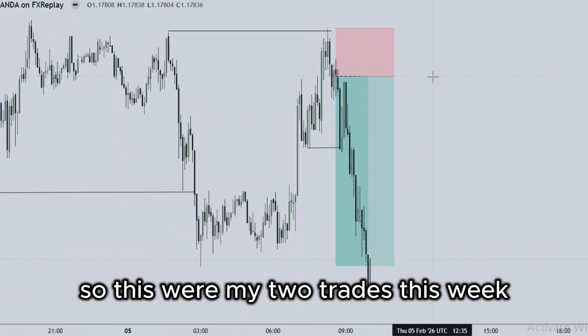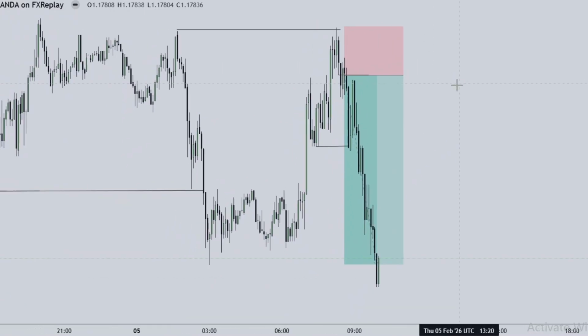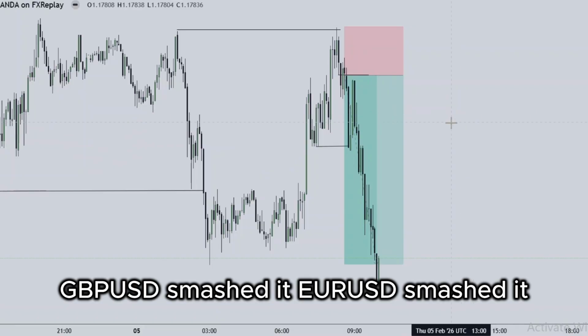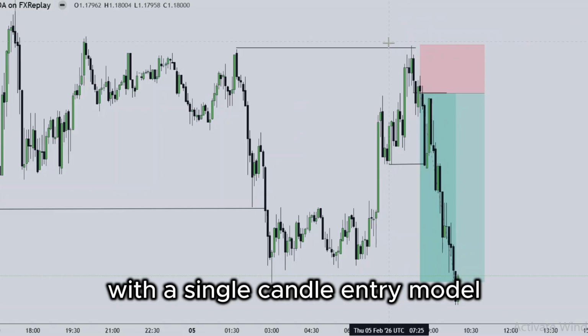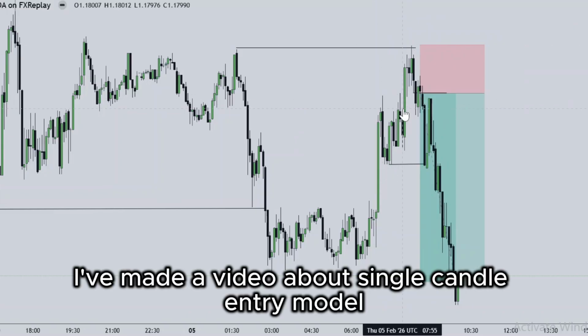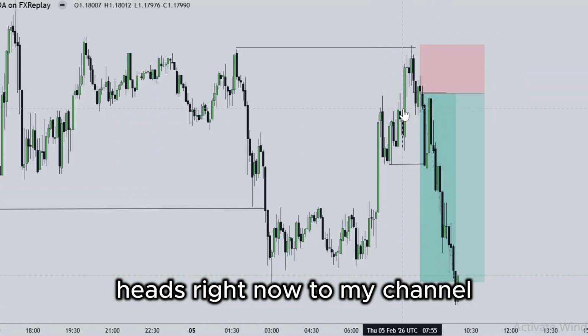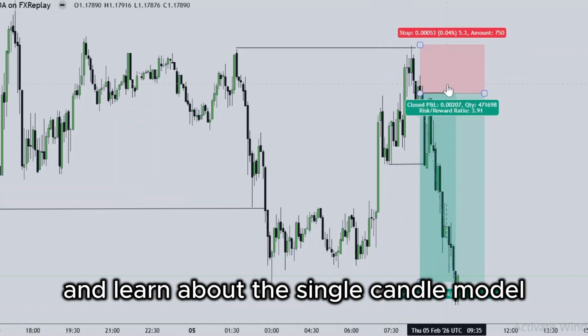So these were my two trades this week. GBP USD smashed it. Euro USD smashed it. So these two trades were taken with a single candle entry model. I've made a video about single candle entry model. Head right now to my channel and learn about the single candle model.